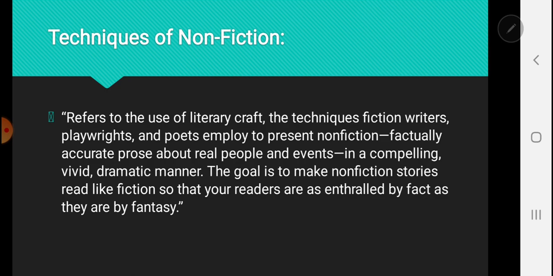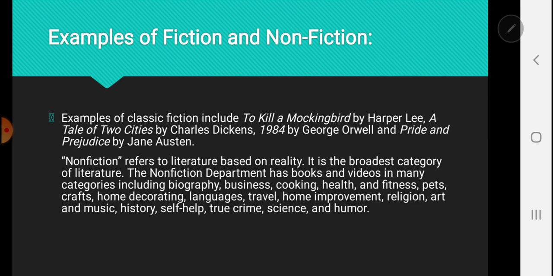The goal is to make non-fiction stories read like fiction so that your readers are as enthralled by fact as they are by fantasy. So it means that the genre of fiction is linked with fantasy and imagination, while the genre of non-fiction is more linked with facts and figures, but they are at times dramatized in order to have an enthralling effect among the readers or the audience.